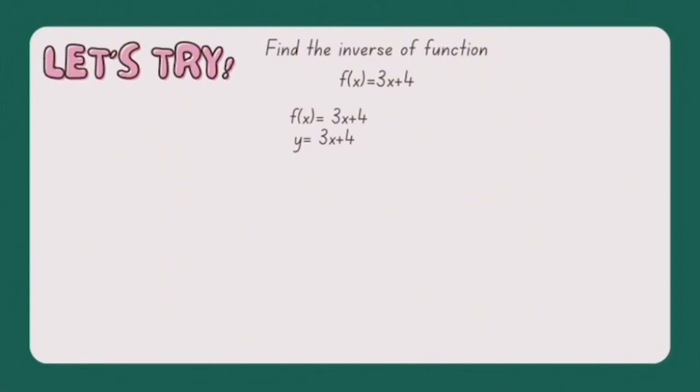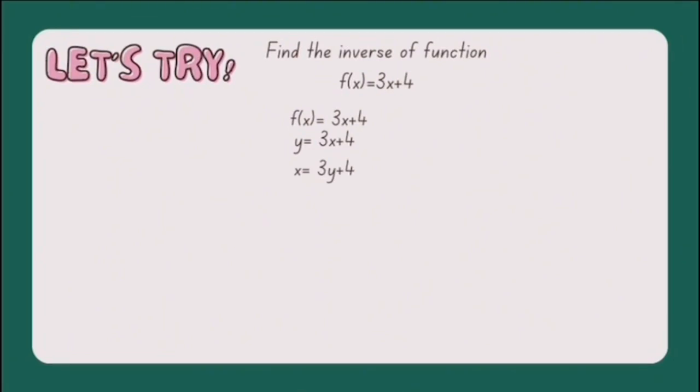Step number 2. Interchange natin yung variable x and y. So, pagpapalitin natin yung kasto ng x and y. So, this will be x is equals to 3y plus 4. Ang pinaka-point nitong step number 2, lahat ng variable y ay gagawin mong x, at lahat ng variable x na mai-encounter nyo ay gagawin mong y.